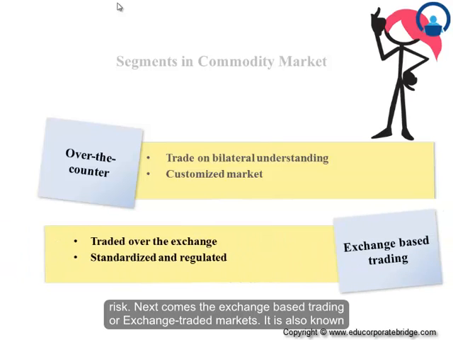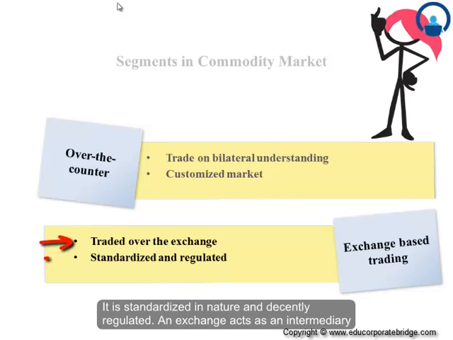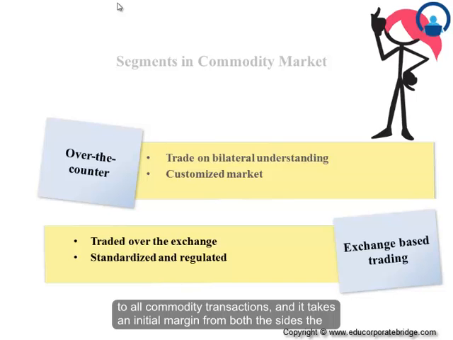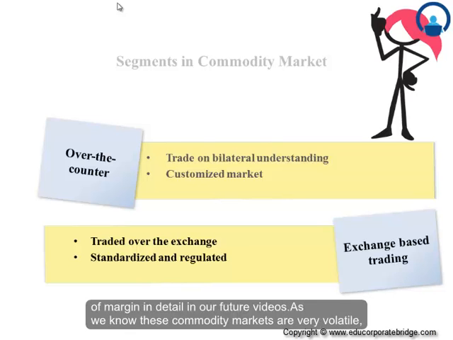Next comes the exchange-based trading or exchange-traded markets. It is also known as the derivatives market, and it is a place where commodities are traded over the exchange. It is standardized in nature and decently regulated. An exchange acts as an intermediary to all commodity transactions, and it takes an initial margin from both sides, the buyer and the seller of the trade, to act as a guarantee. We'll understand this concept of margin in detail in our future videos.